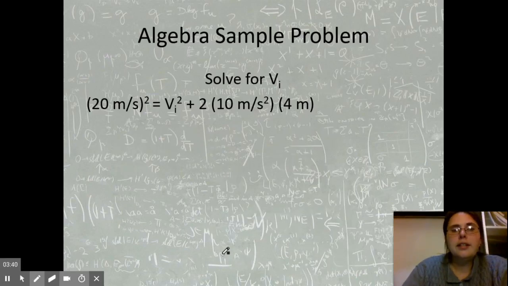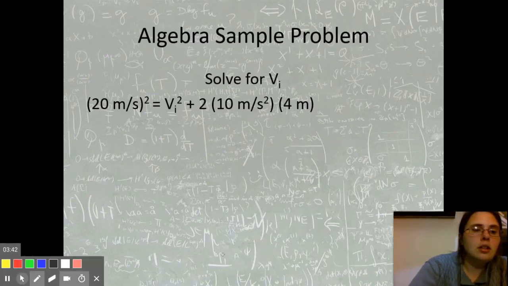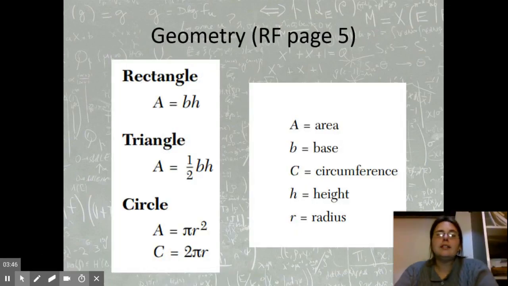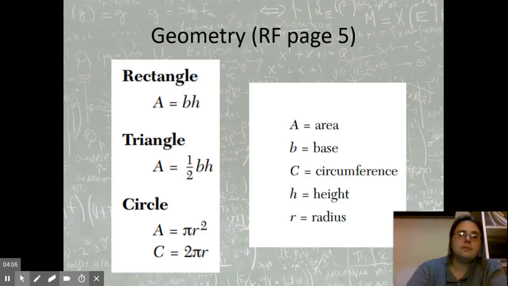So then the next thing is going to be some geometry review. And this is actually on your reference table. It says that the area of a rectangle is base times height. The area of a triangle is 1/2 base times height, because there are 2 triangles in one rectangle. And then the area of a circle is pi r squared, where r is the radius. And then the circumference of a circle is 2 pi r, where r is the radius as well.